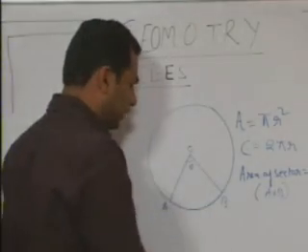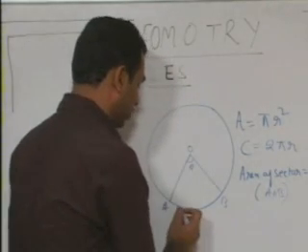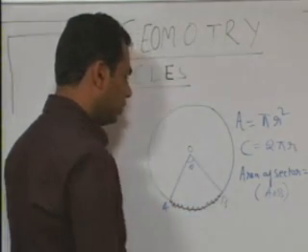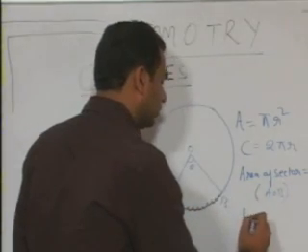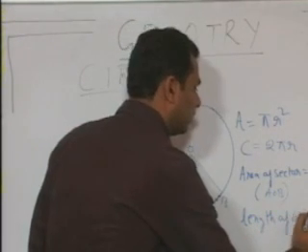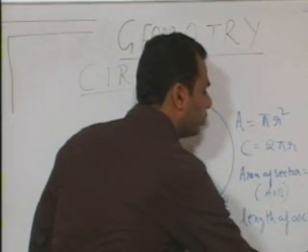Now if I need to find out the length of the arc, for example, this particular length, then the length of arc is equal to theta by 360 into 2 pi r.